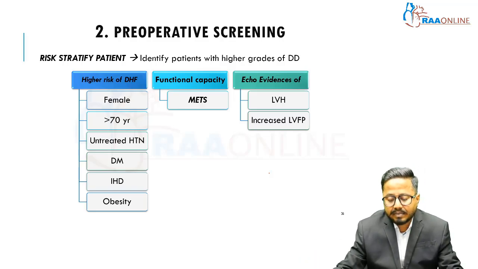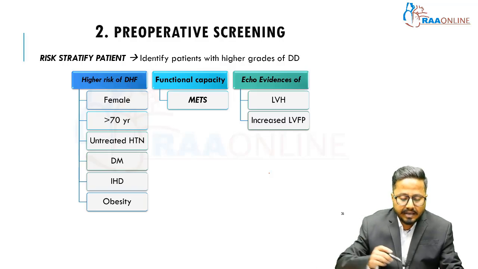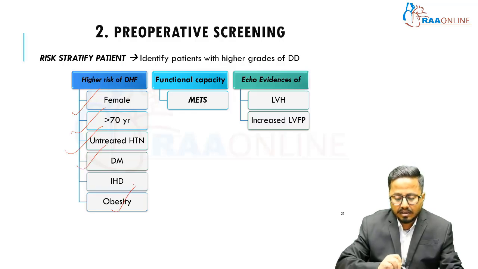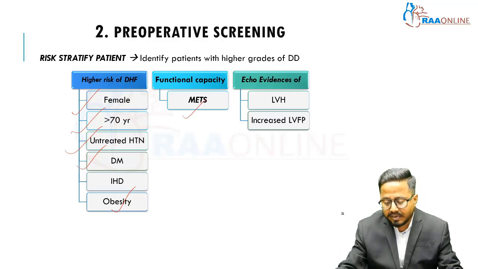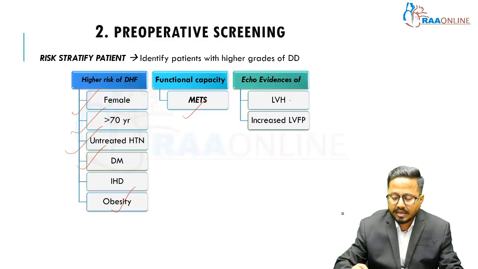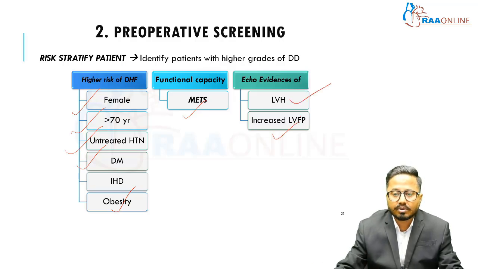and identify the patients with higher grade of diastolic dysfunction, like female patients, elderly patients who have untreated hypertension, diabetes mellitus, ischemic heart disease, and obesity. Try to assess their functional capacity by the metabolic equivalents, and always try to find evidence of diastolic dysfunction in the echocardiography. For example, left ventricular hypertrophy and increased left ventricular filling pressures.